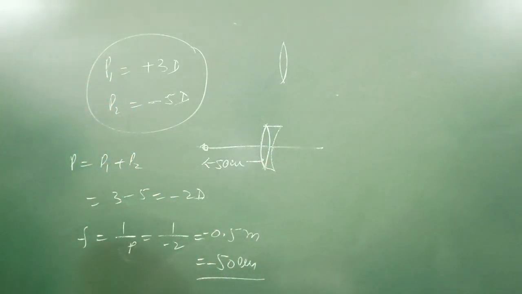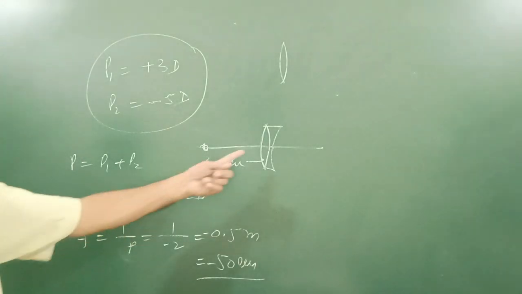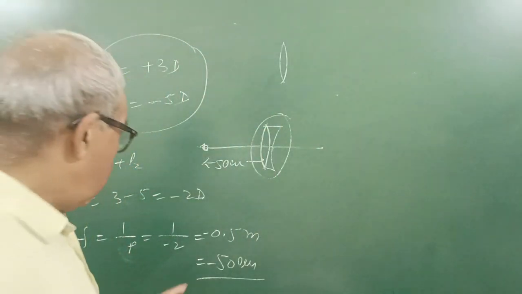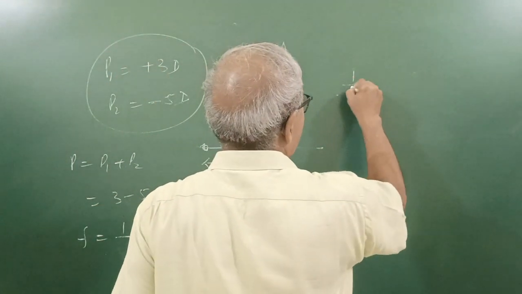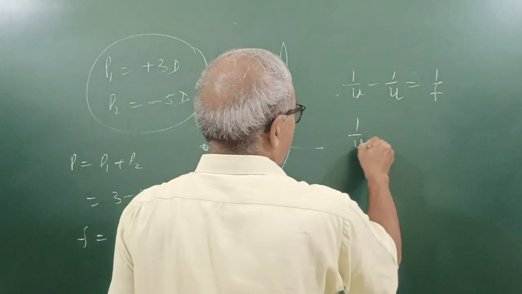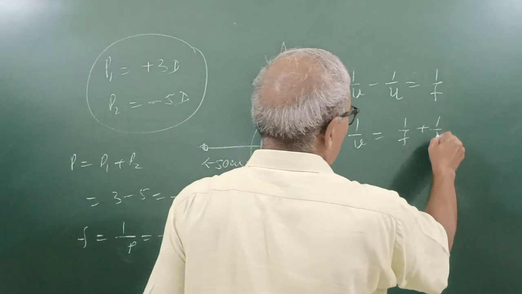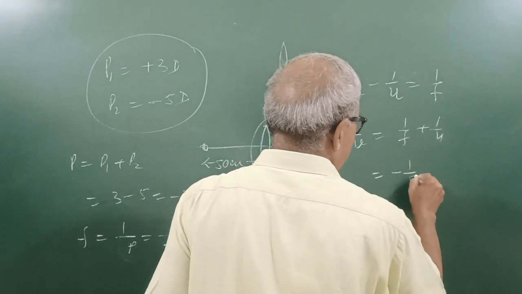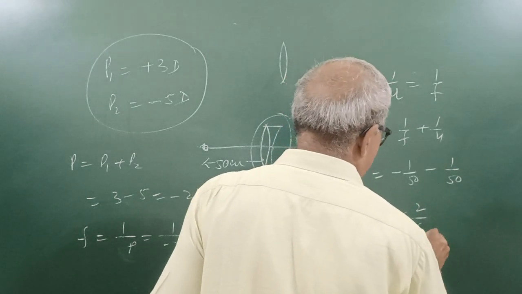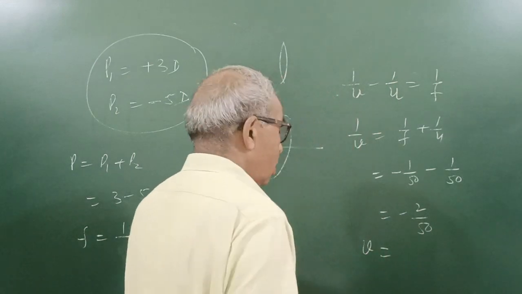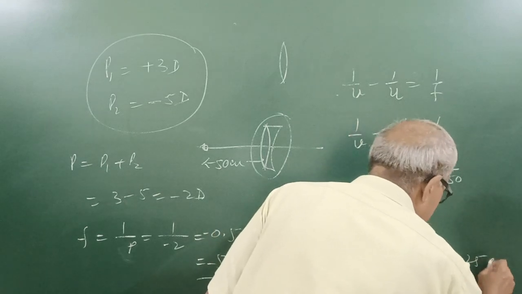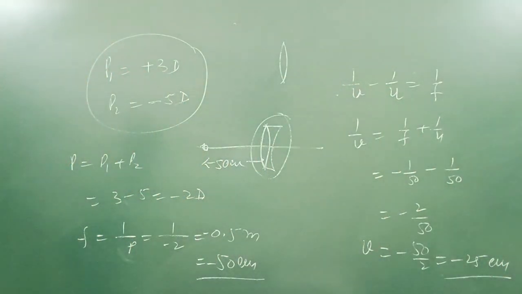First you find the focal length of the combined lens. Object at 50 centimeter. This lens behaves as a concave lens. Focal length minus 50 centimeter. From the lens equation, 1 upon v minus 1 upon u equal to 1 upon f. 1 upon v equal to 1 upon f plus 1 upon u. It is minus 1 upon 50. It is also minus 1 upon 50. So it is minus 2 by 50. So v is equal to minus 50 upon 2, minus 25 centimeter. So a virtual image will be there.